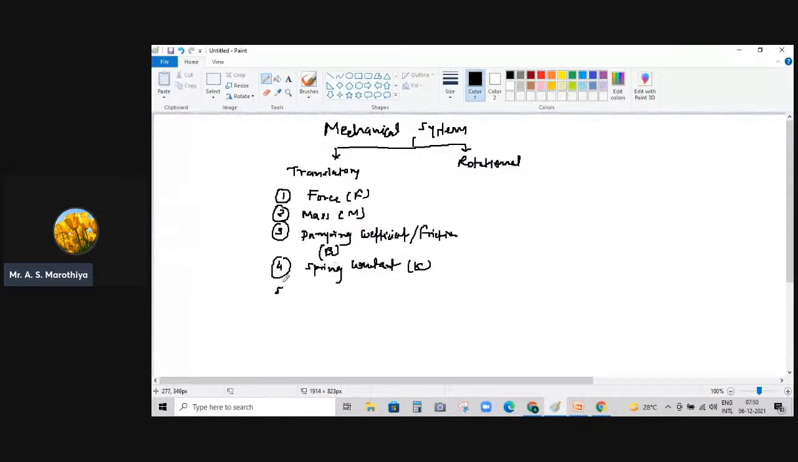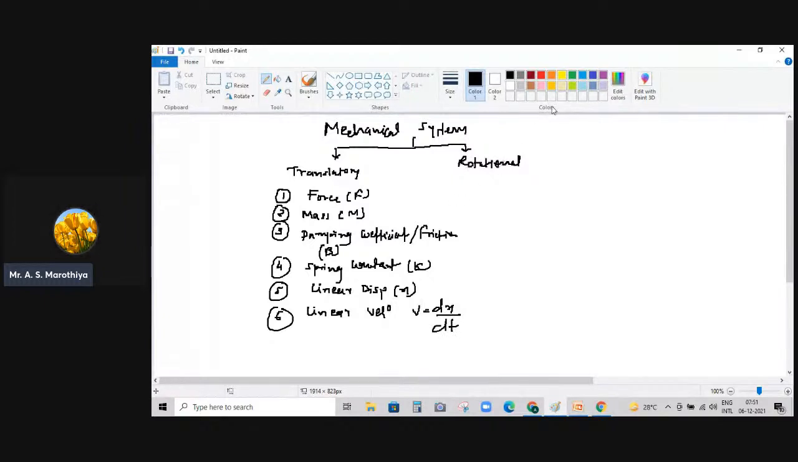And then here we have linear displacement first and then linear velocity. So we have linear displacement indicated by symbol X, and then we have linear velocity indicated by symbol V, which is going to be equal to dx by dt.